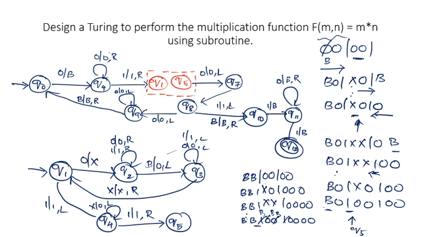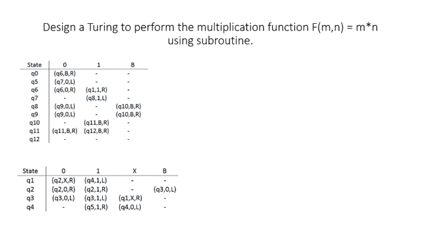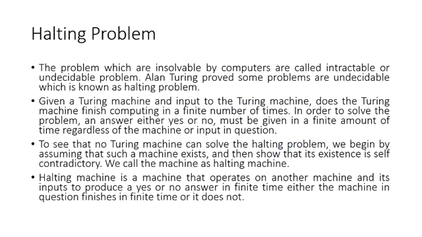I have given a transition table separately for the main diagram as well as for the subroutine. So this is for the subroutine, and this is for the main function or calling function of the Turing machine. Okay, so that's all for the sum. The next thing is we will be seeing about the halting problem.